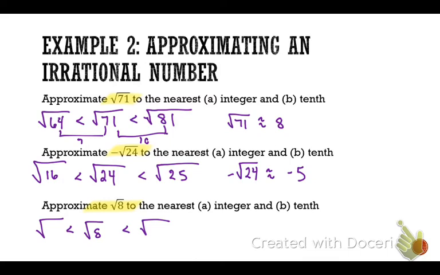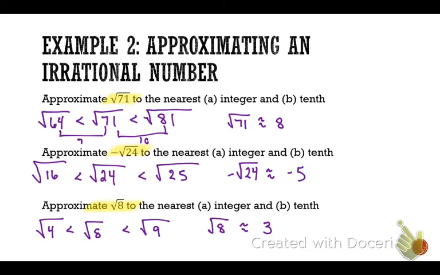Reese, what was the one below it? 4. Talanda, what's the one above it? 9. Which one is it closest to? 9. It's only 1 away from 9. Only 1 unit. The square root of 8 is pretty close to the number 3. It's literally 1 away.